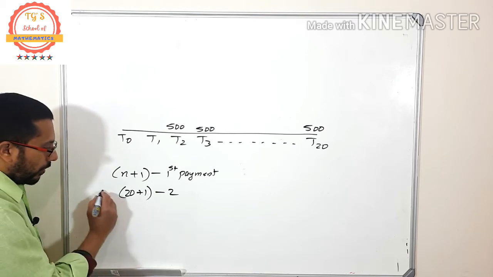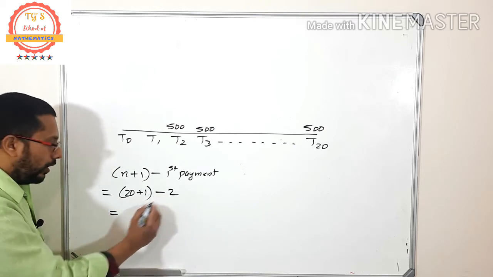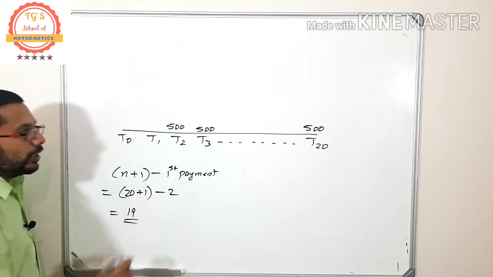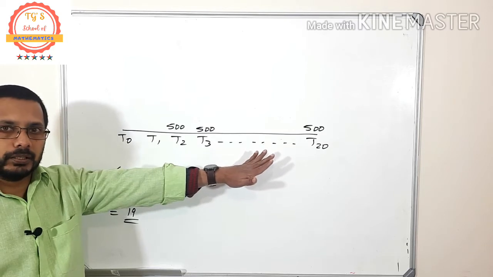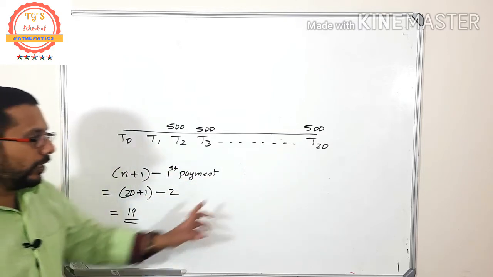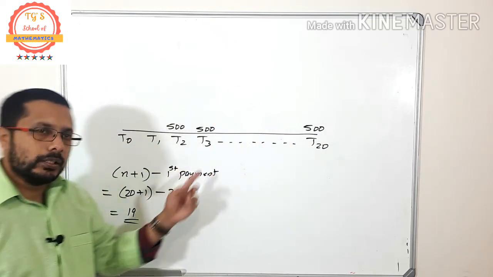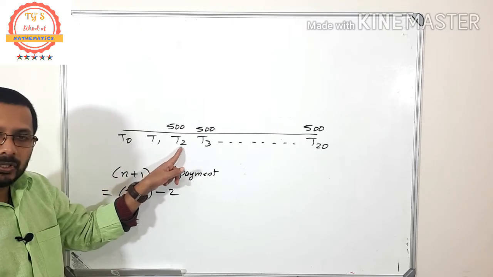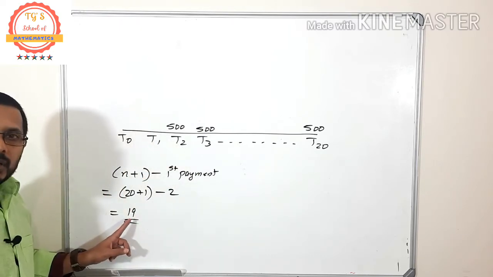Okay, so look at this one. 20 plus 1 is 21. 21 minus 2 is 19. That means in this example there are 19 payments. Is it clear? In this example there are 19 payments. That means last payment plus 1, 21, minus the first payment. First payment is 2. That means 21 minus 2, 19 payments.